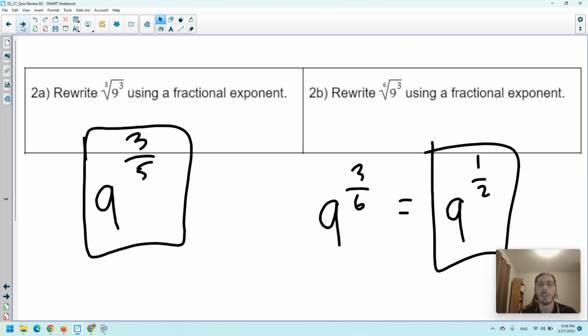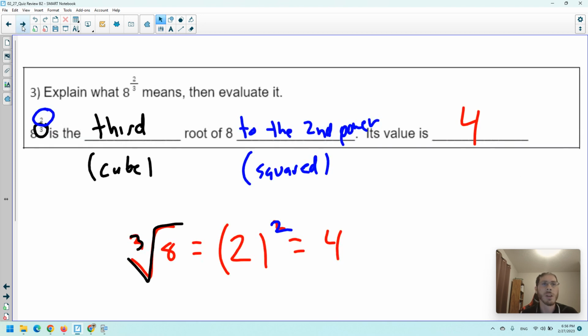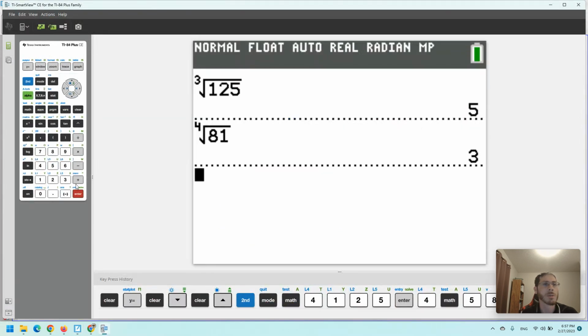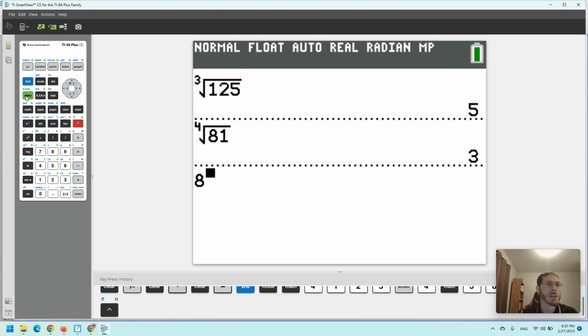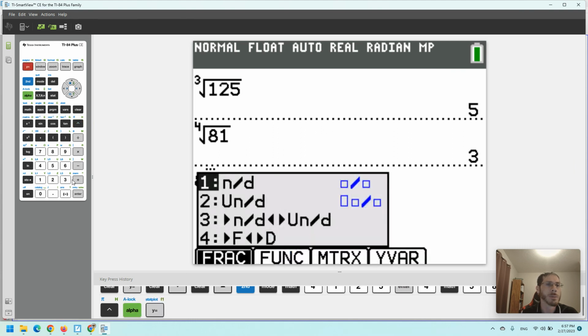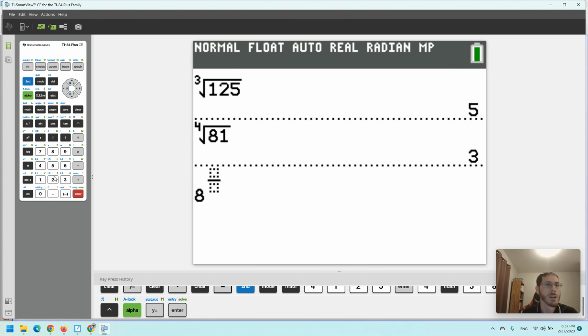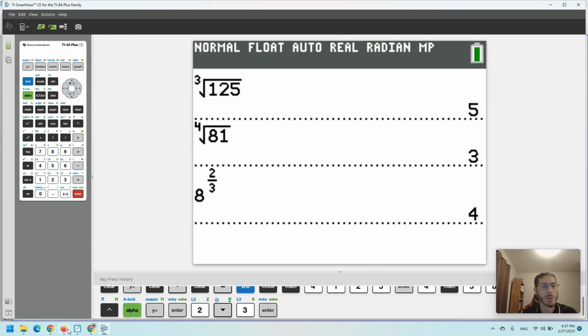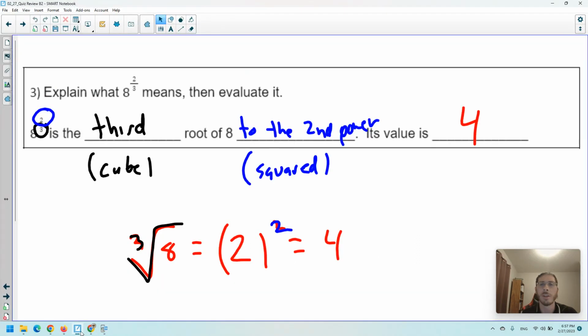So number 2 is kind of the same thing, just with a 5th root and a 6th root. Again, you can just start those with a 5 or a 6. 8 to the 2/3, if you really wanted to put that in to get the 4, you can. Just remember that's going to be 8 to the power of, and then we can go alpha y equals, press enter for the fraction, and we get 2 over 3. And that will give us 4. I know some people were asking about that in class. That's how we get to the 4.